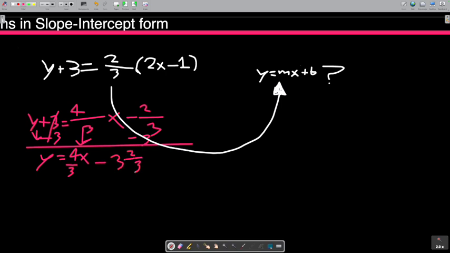And if you want it as an improper fraction, you can multiply these to give you 9, and then plus here, plus 2. So that's going to be 11 over 3. But we don't need that, it's kind of complicated to do. So let's just leave it like this. So this is how it is in slope intercept form.